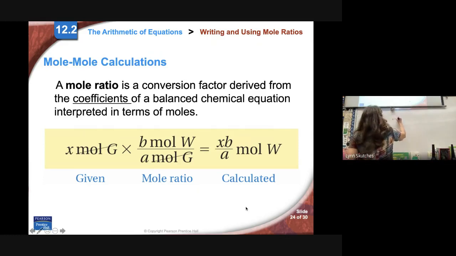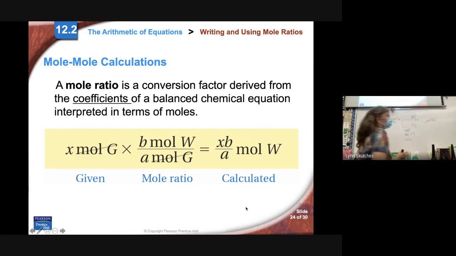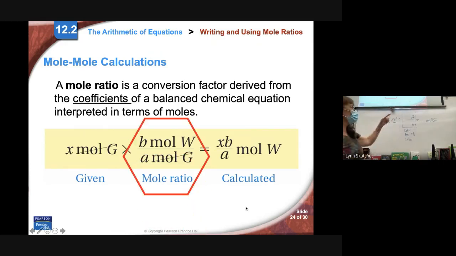So, moles of given substance, whatever it is, times some proportion. Again, this is the coefficients from our balanced equation. Asked for substance over given substance. If you multiply this times this, you'll get the moles of your asked for substance. Of course, you guys know that the book uses wanted. I used asked for, so I'm going to change that in there.